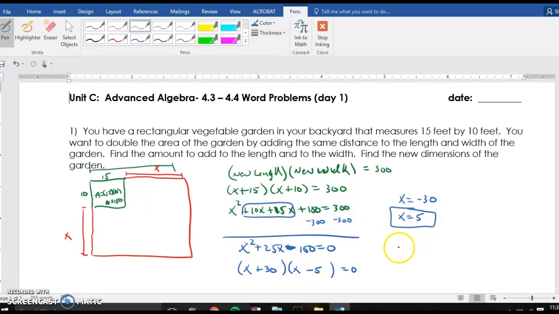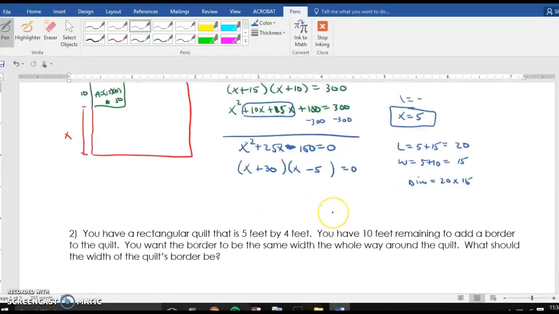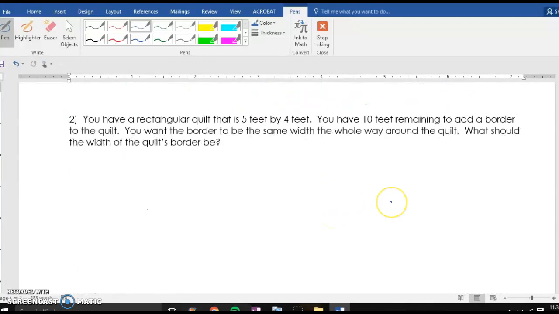So when we look at the new dimensions, the length will now be that 5 plus the original 15, which is 20, and the width would be 5 plus 10, which is 15. So the new dimensions are 20 by 15. And if you think about it, when you multiply those together, do you get an area of 300? Yes. Okay. So next one says you have a rectangular quilt that is 5 feet by 4 feet.